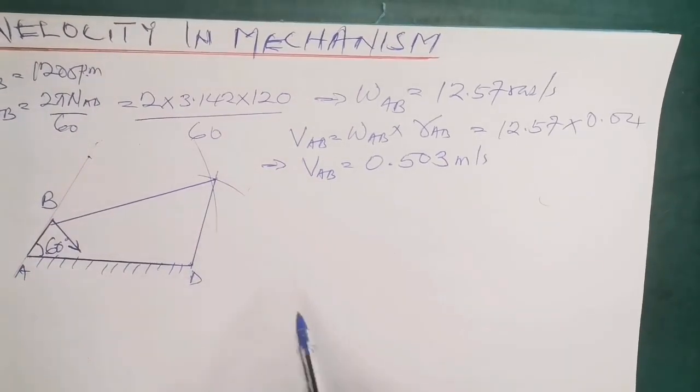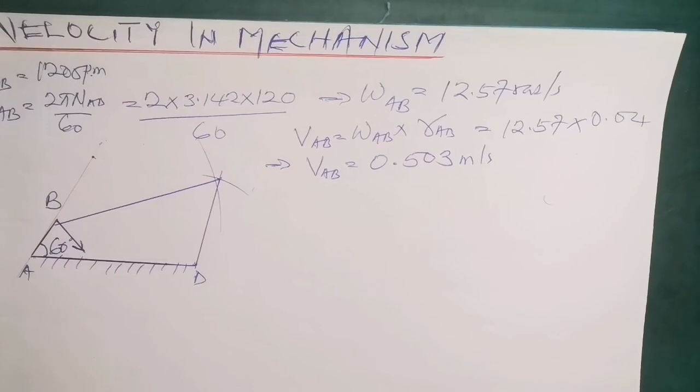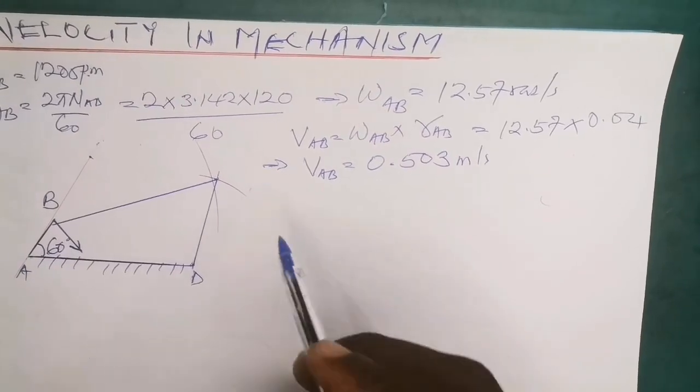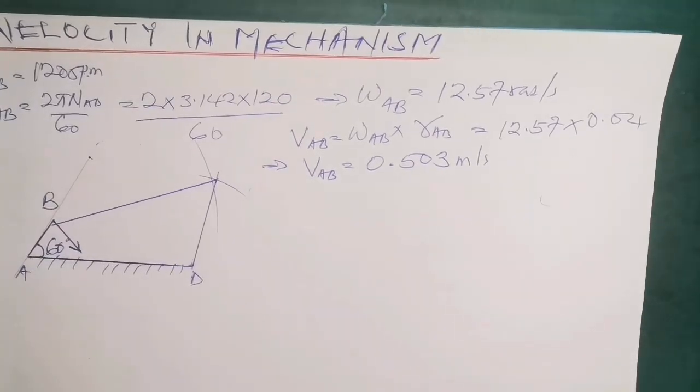After plotting this diagram and knowing at least one velocity, it can be easy for you to find the velocity of the other sides. How do you do that? Again, you have to take a simple scale. This velocity here is 0.503, which means it is a very small velocity, right?